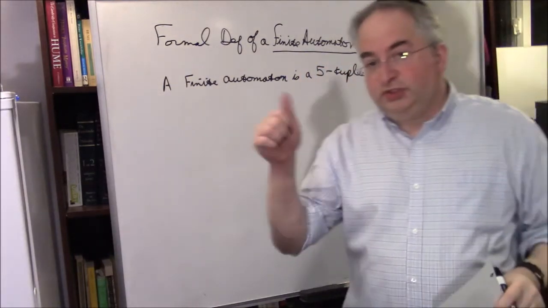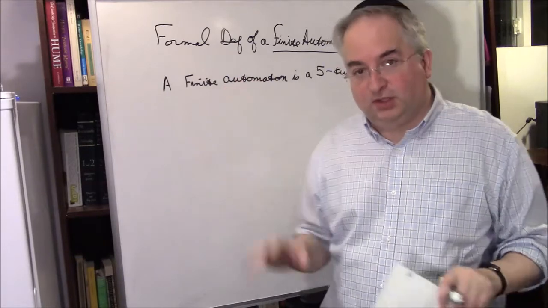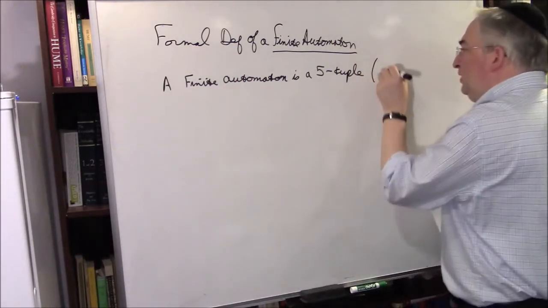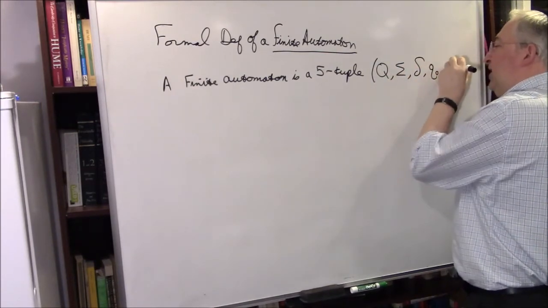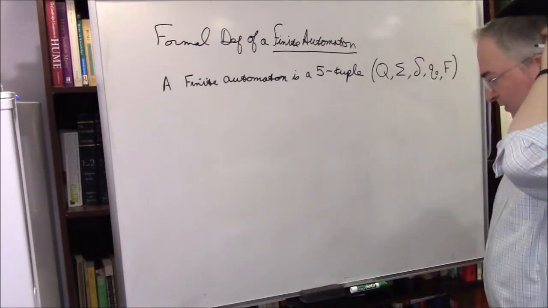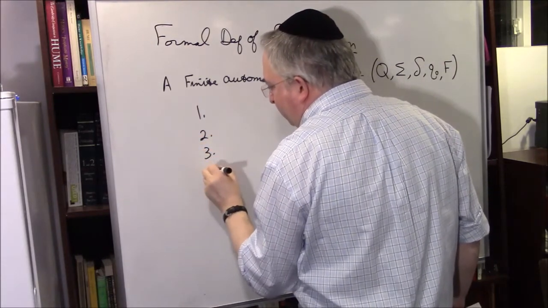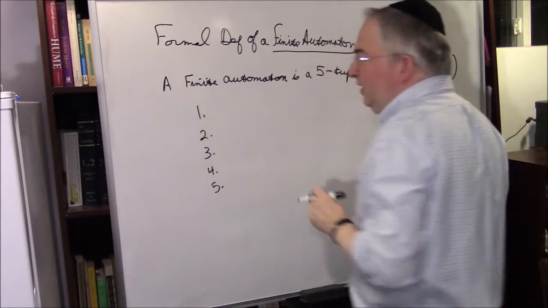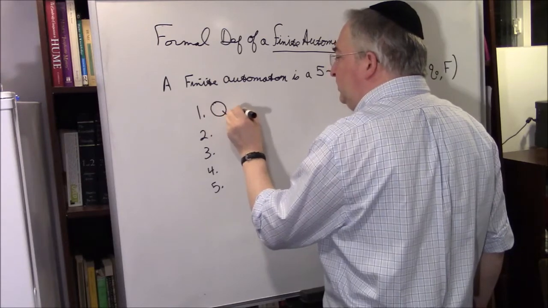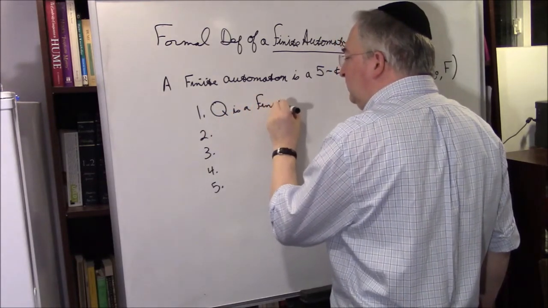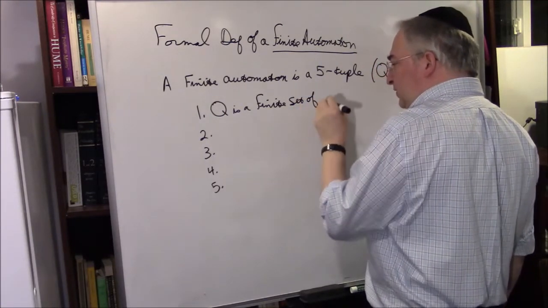Okay? Double, triple, 4-tuple, 5-tuple. It consists of 5 things. Okay? And I'm going to write the 5-tuple here. Q, sigma, delta, Q0, F. Okay? And I'm going to write over here what each one of these are. Q is a finite, hence the word finite automaton, set of states.